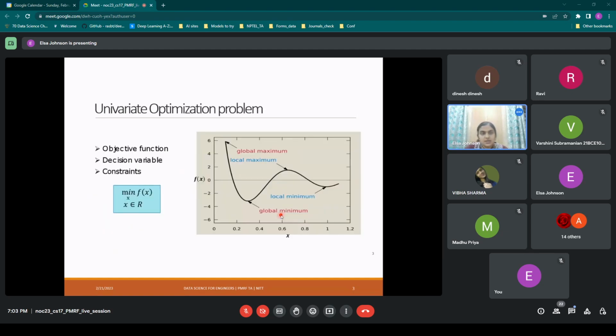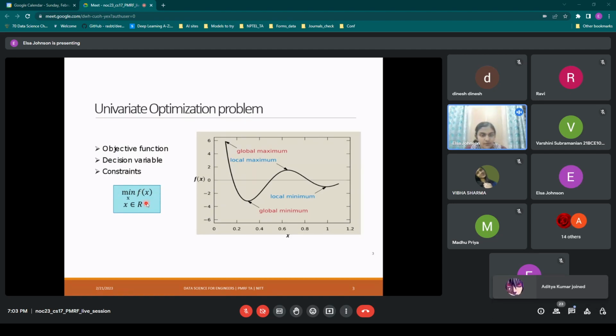The first type is the univariate optimization problem. You have seen this already. This curve you might have seen, with the local maximum, global maximum, local minimum, and global minimum, right? Some of the more important things to take care of there are, first, the objective function, next, the decision variables, and third, the constraints. This is the thing that you'll usually observe.